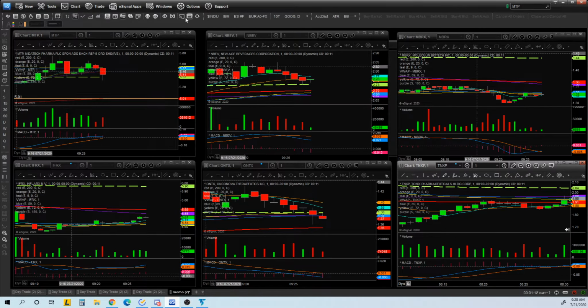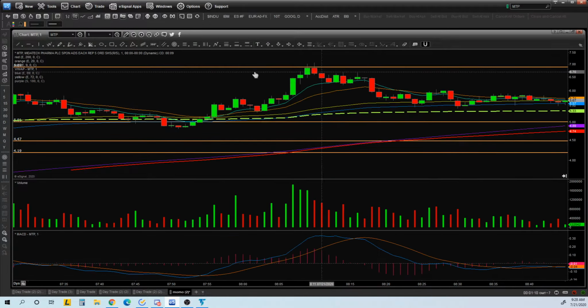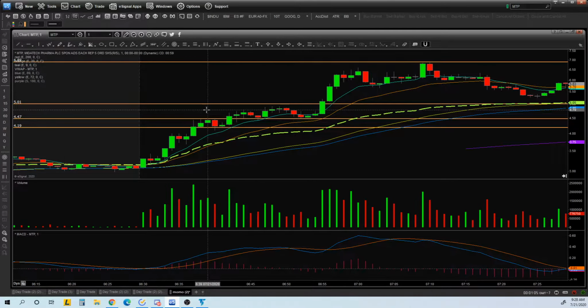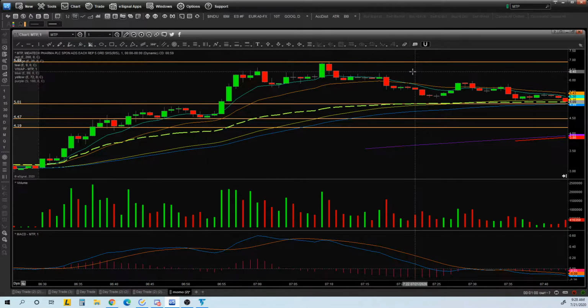So if we look at MTP, you have it up here. As you can see, again, a lot of upper wicks. It was very hard to predict what this thing was going to do, but this had a good run up. So yeah, that was that.